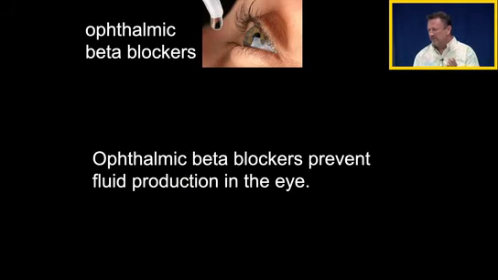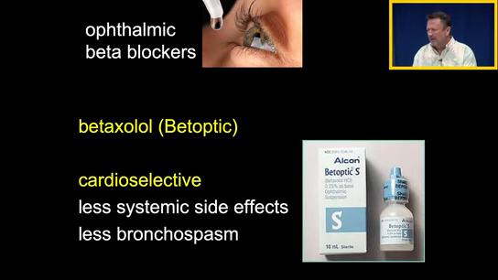All right, so let's talk about the beta blockers. Ophthalmic beta blockers. Notice the spelling, O-P-H-T-H. Please do not spell ophthalmic without that H after the P. All right. So ophthalmic beta blockers prevent fluid production in the eyes. And betaxolol, Betoptic, is a cardioselective beta blocker.